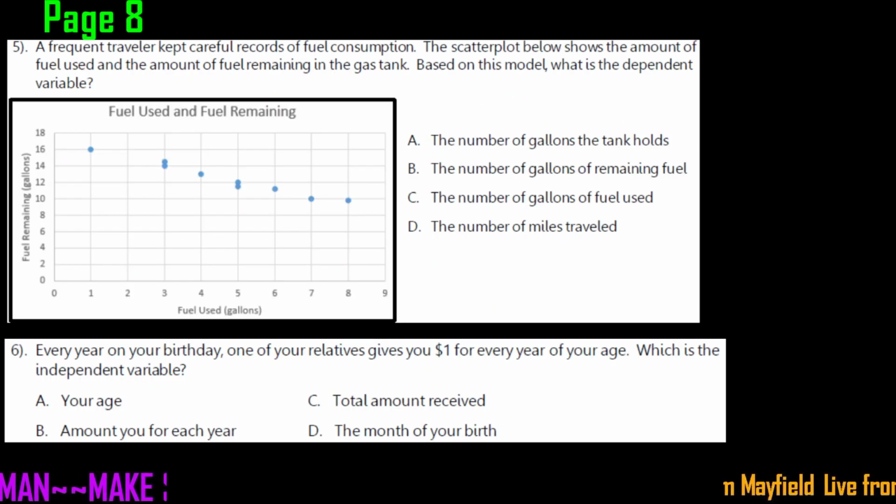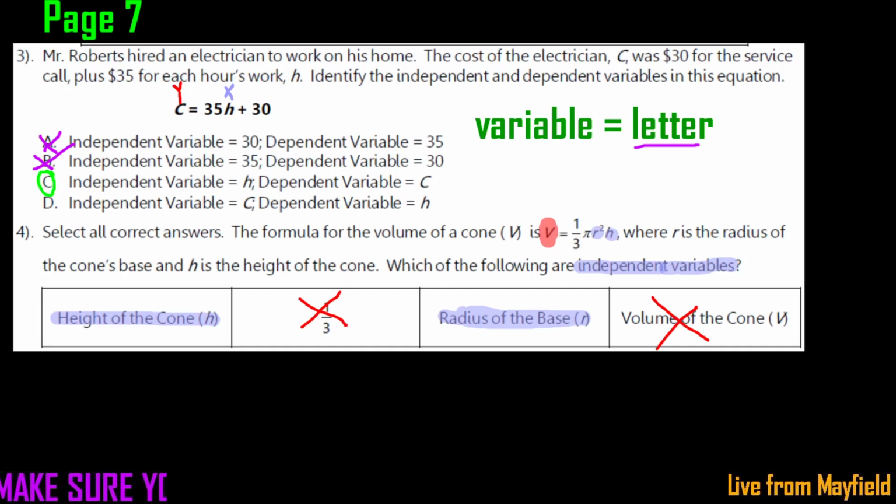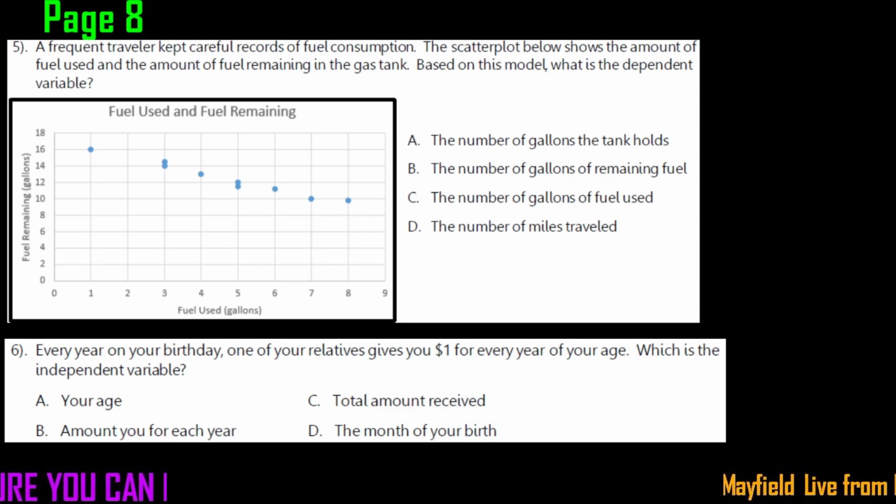On the back it says number 5, a frequent traveler kept careful records of fuel consumption. The scatter plot below shows the amount of fuel used and the amount of fuel remaining in the gas tank. Based on this model, what is the dependent variable?